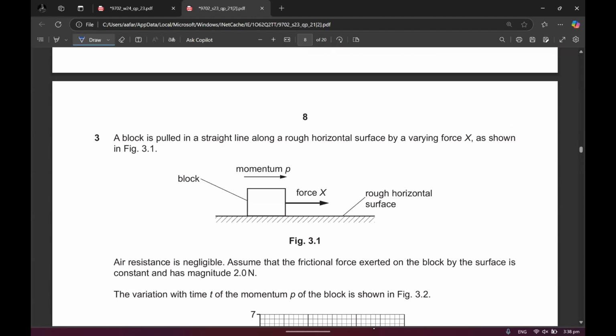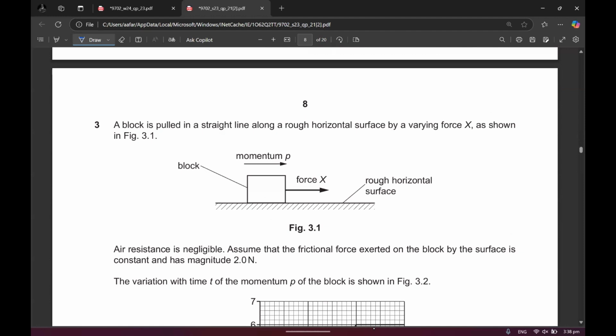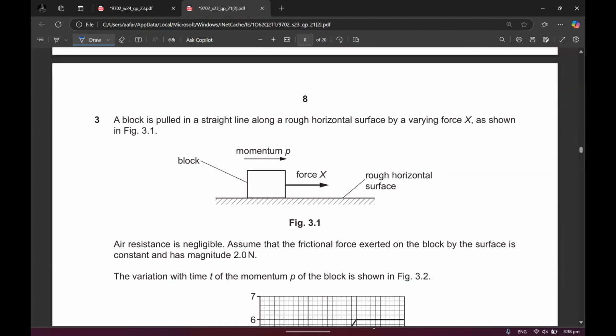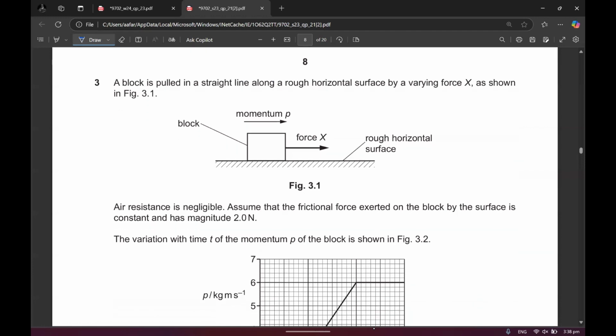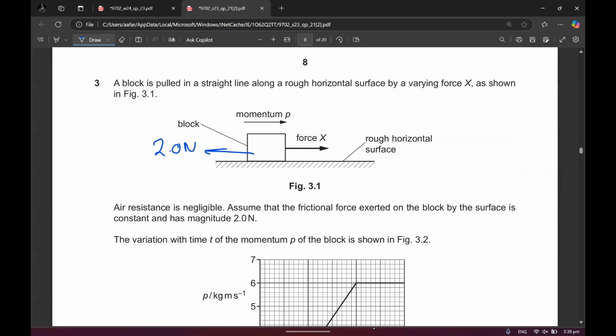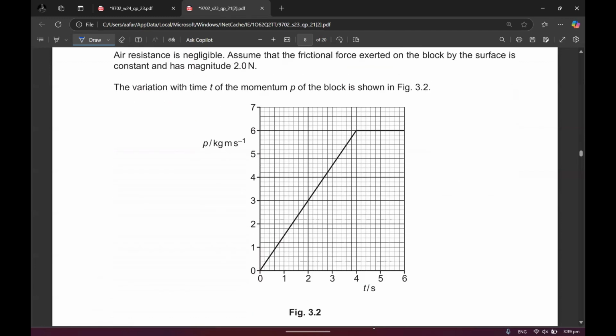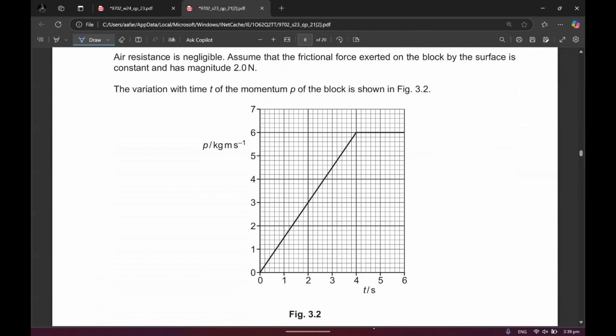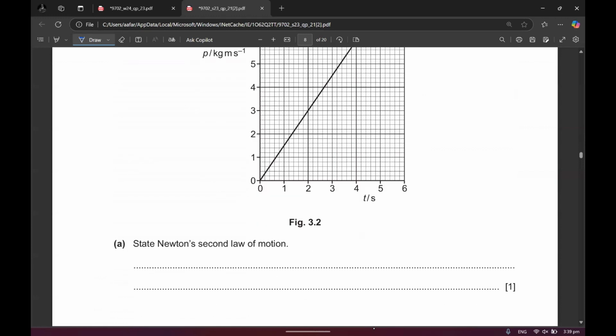A block is pulled in a straight line along a rough horizontal surface by a varying force X, as shown in figure 3.1. Air resistance is negligible. Assume that the frictional force exerted on the block by the surface is constant and has magnitude 2 newtons. Basically, we have a frictional force of 2 newtons. The variation with time t of the momentum p of the block is shown in figure 3.2. The momentum increases from 0 to, sorry, 6 in 4 seconds, and then stays constant.